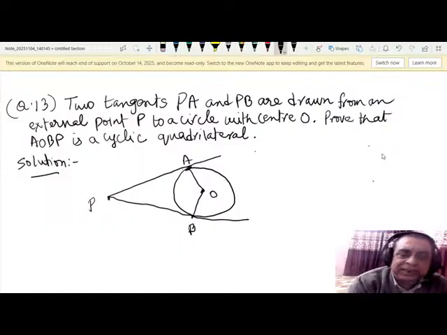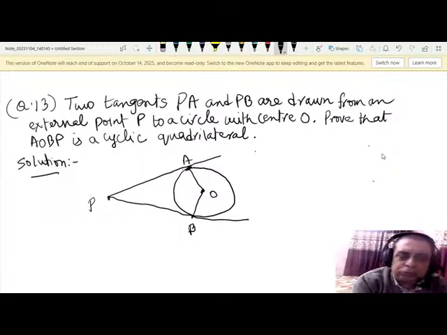In a cyclic quadrilateral, the sum of the opposite angles is 180 degrees. That means we will show angle PAO plus angle PBO together is 180 degrees, and angle APB plus angle AOB together is 180 degrees. So this quadrilateral will then be a cyclic quadrilateral.